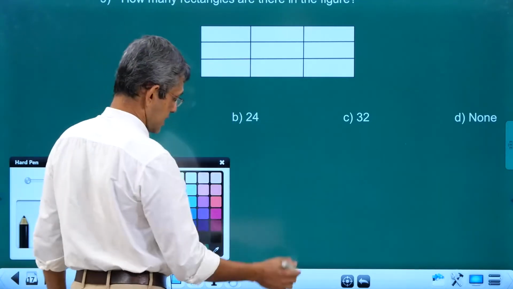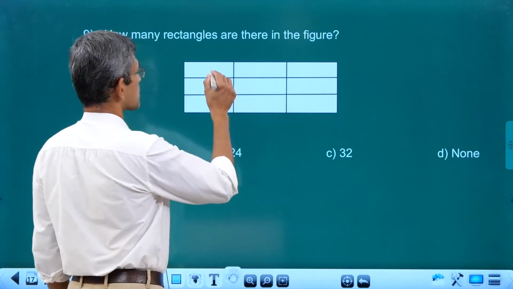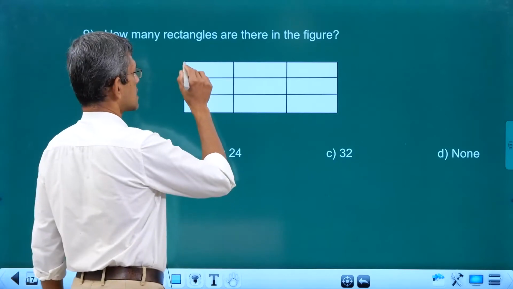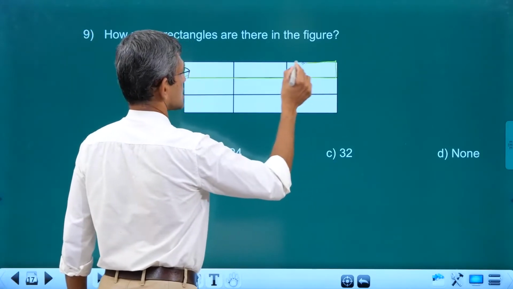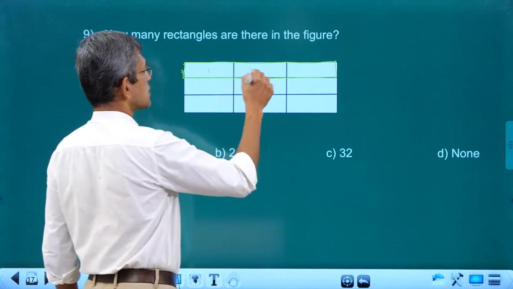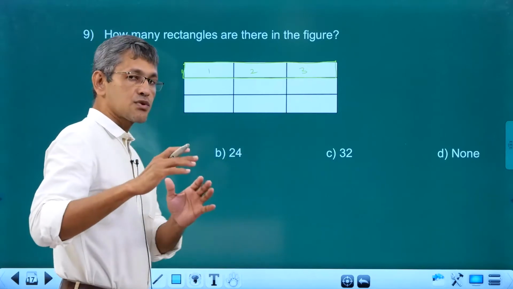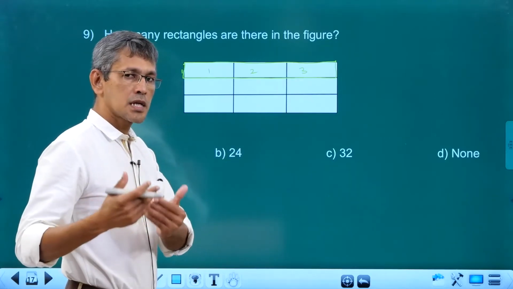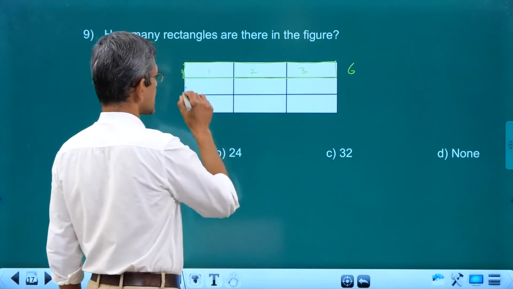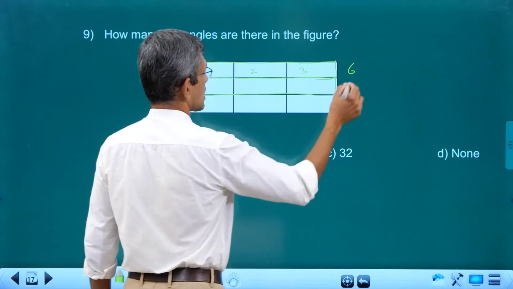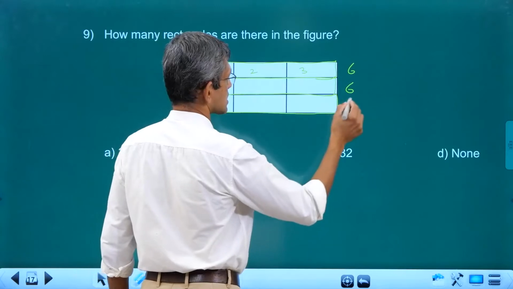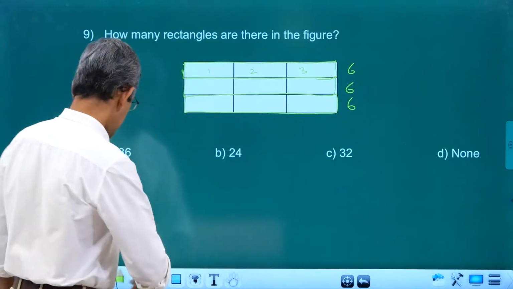Same method means if I take it as 1, 2, 3, so that is 1 piece. So 3 small rectangles, we take as 1 single piece. So 1, 2, and 3. So n into n plus 1 by 2, if you apply that method, you get 6 here. And another piece, if you take it this way, you get another 6 here. And if you take it this way, you get another 6 here. Perfectly all right. But that's not the end of the story.